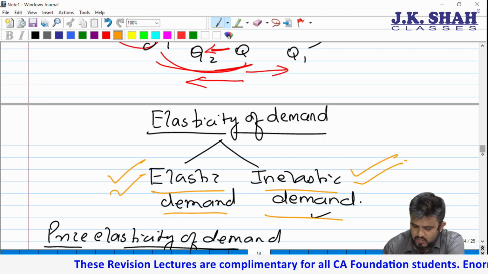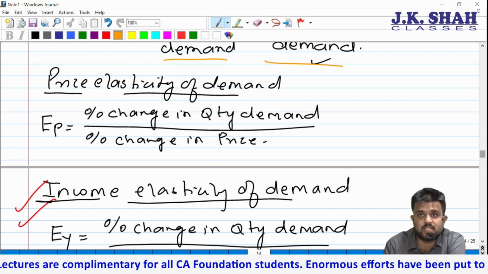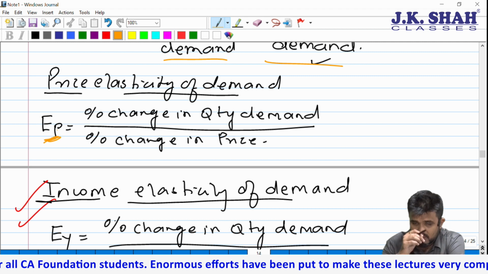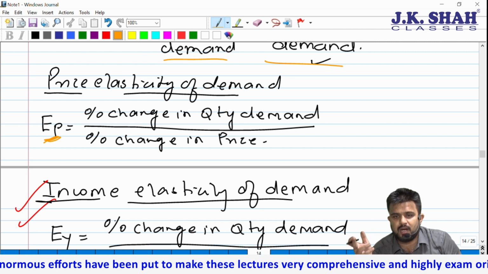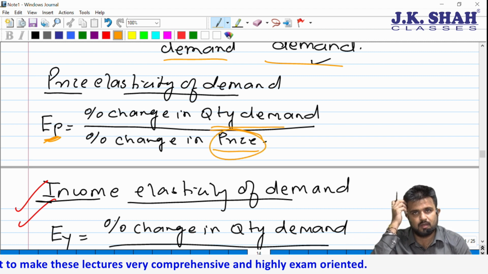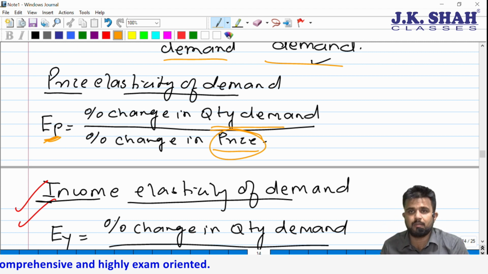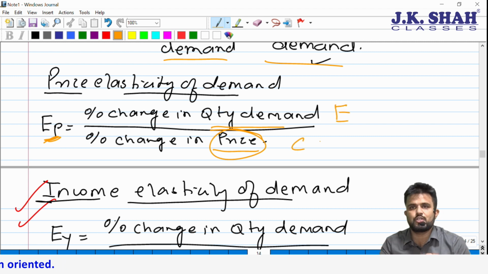Now in this, first, there are total 4 kinds of elasticity. First is price elasticity of demand. What's the formula? EP is equals to percentage change in quantity demand upon percentage change in price. So because of what is changing? Because of price, quantity demand is changing. This is effect, this is cause.